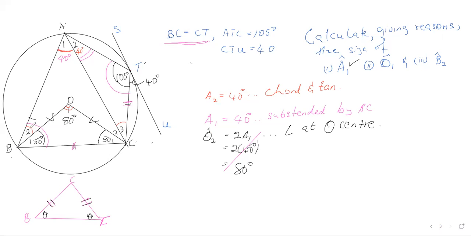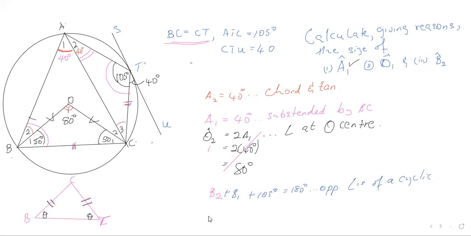Therefore, B2 plus B1 plus 105 must give us 180 degrees. Therefore, we say B2 plus B1 plus 105 is equal to 180. And the reason is that opposite angles of a cyclic quad are supplementary.